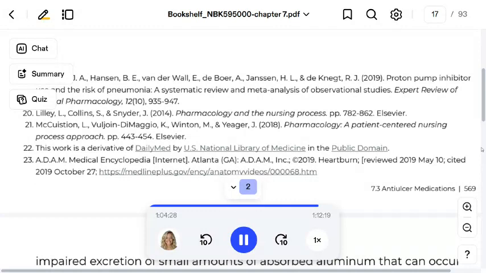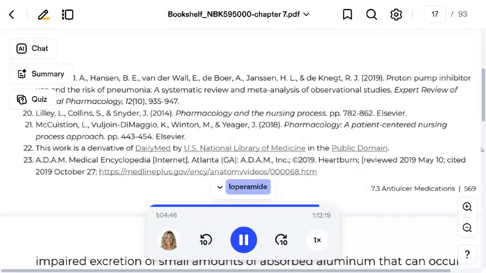Case Study 2. Mr. Lopez is a 45-year-old male who presents to the emergency department with complaints of severe diarrhea for the past 24 hours. He has been experiencing cramping, nausea, and frequent watery stools. He reports no recent travel or dietary changes. Upon further assessment, the healthcare provider diagnoses him with acute infectious diarrhea and prescribes loperamide to manage his symptoms.